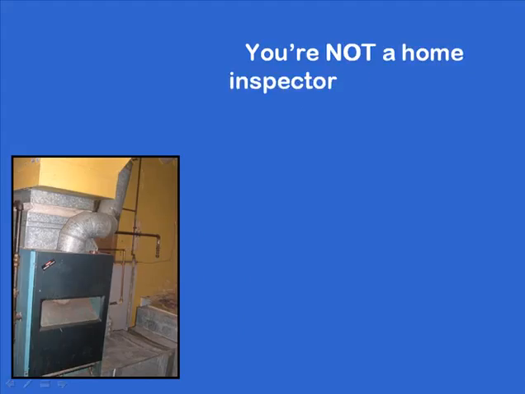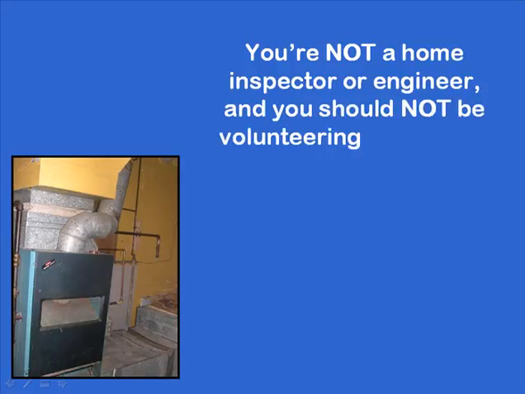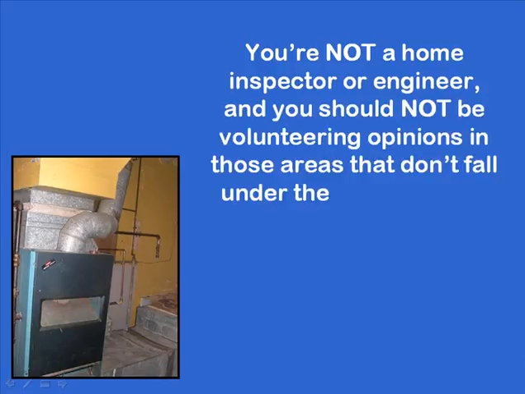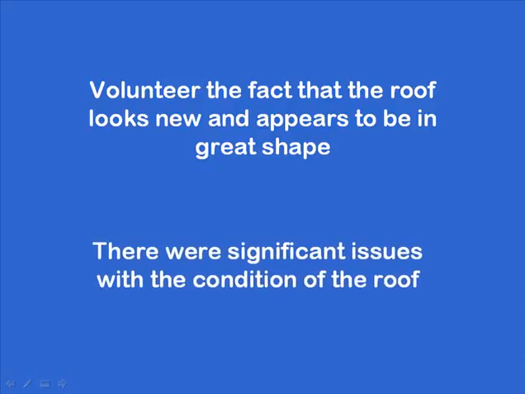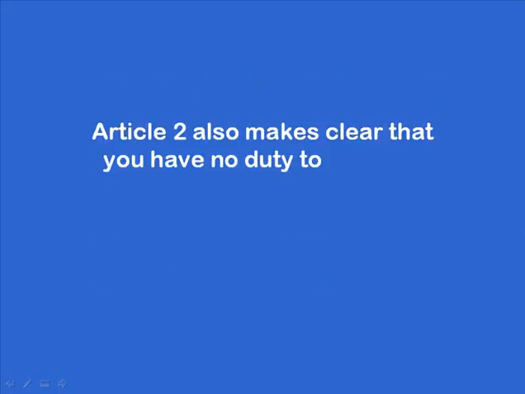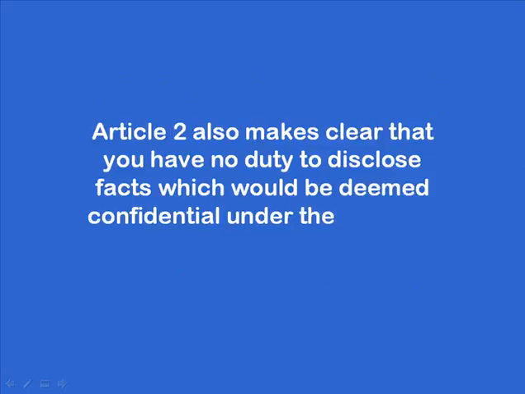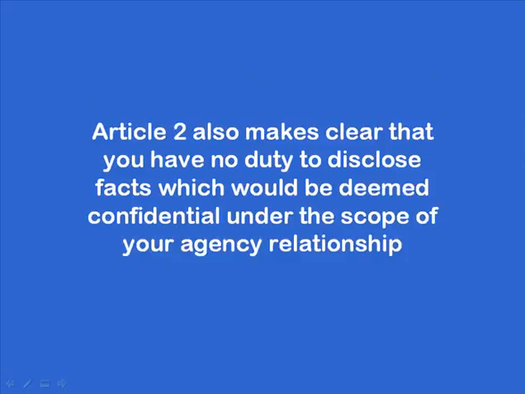Remember, you're not a home inspector or engineer, and you should not be volunteering opinions in those areas that don't fall under the scope of your expertise. For example, if a prospective purchaser asks you about the condition of a roof, and you volunteer the fact that the roof looks new and appears to be in great shape, the purchaser could rely on your statement and file a complaint if it turned out that there were significant issues with the condition of the roof. Article 2 also makes clear that you have no duty to disclose facts which would be deemed confidential under the scope of your agency relationship.